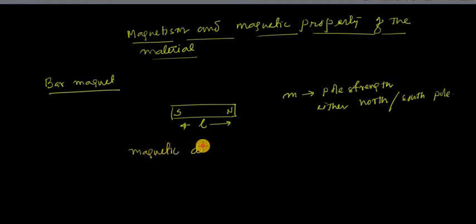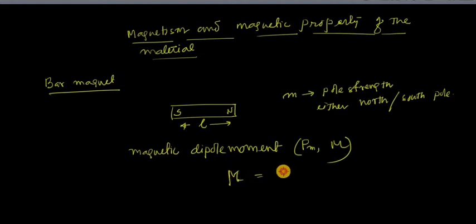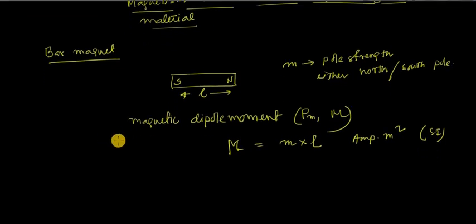Magnetic dipole moment. In some books it is denoted by PM, or in some other books it is denoted by capital M. So the magnetic dipole moment, either PM or M, let's consider it as M, is nothing but M into L. That means pole strength into separation between the poles, and its unit is ampere meter square in SI.